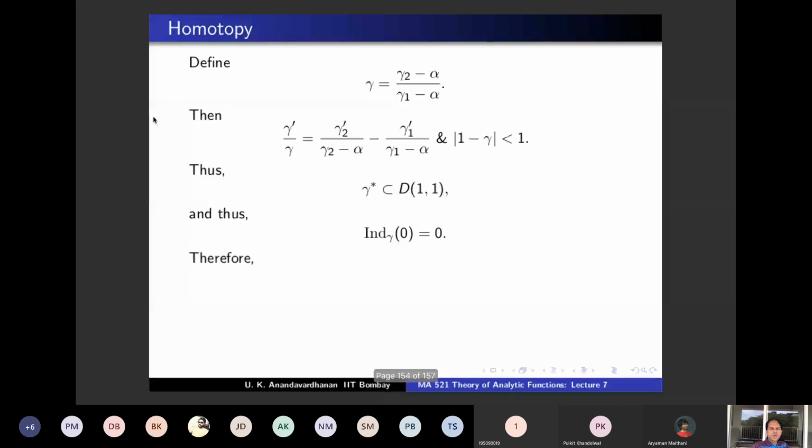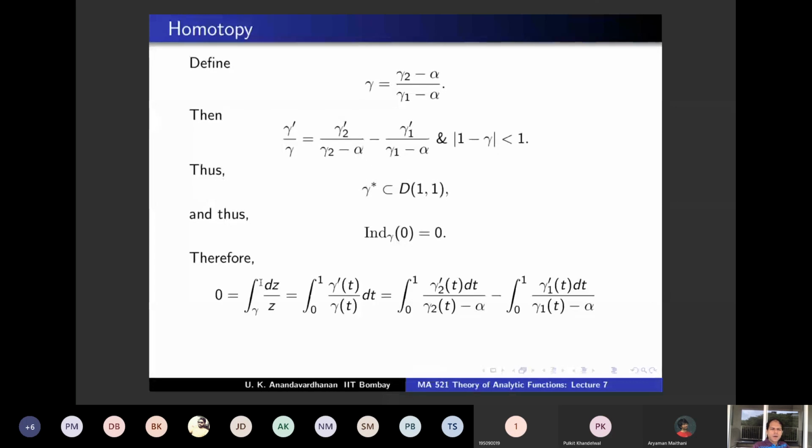What does that mean? Index of 0 with respect to gamma is the integral over gamma of dz by z minus 0. So it is just this. And what is the meaning of this? That is integral 0 to 1 gamma prime dt by gamma t. But gamma prime by gamma, you know, is gamma 2 prime by gamma 2 minus alpha minus gamma 1 prime by gamma 1 minus alpha. So it is integral 0 to 1 gamma 2 prime t dt by gamma 2 t minus alpha minus this gamma 1 prime t dt by gamma 1 t minus alpha. But that is nothing but index of alpha with respect to gamma 2 minus index of alpha with respect to gamma 1, and that proves the result.